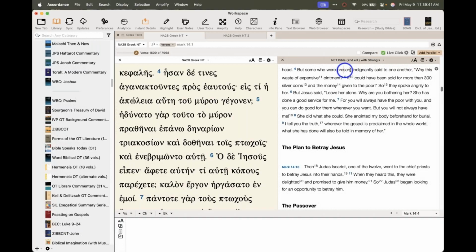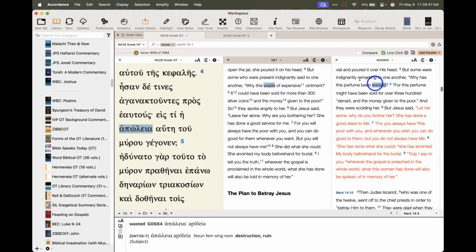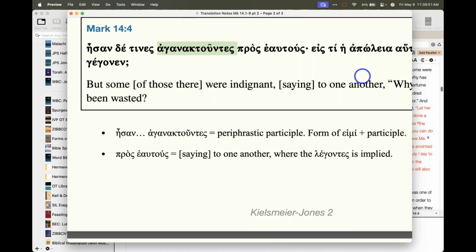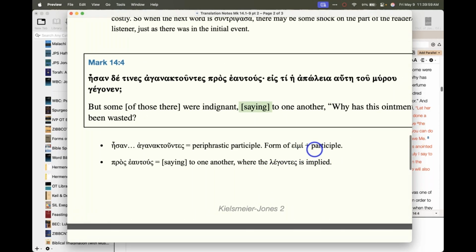Interestingly, they say some who were present indignantly said to one another. So you may have some options to think through. Some were indignantly remarking to one another. All right, so that's interesting. What's hard about this verse is we don't get the say verb. We don't get legantes, which we would expect.